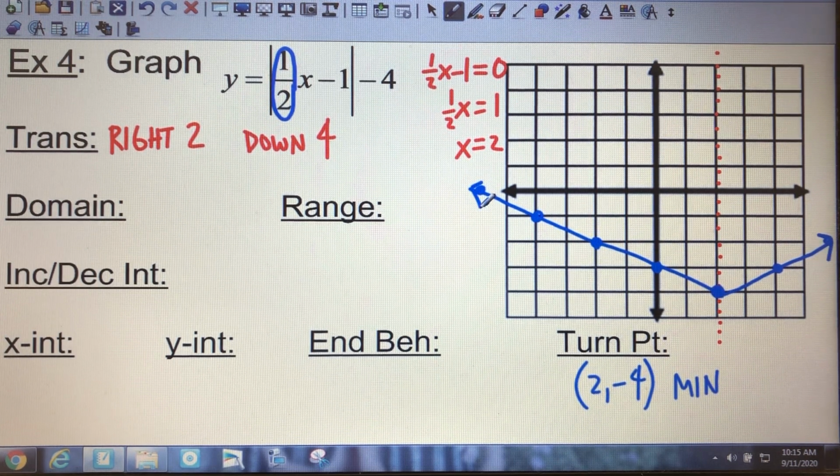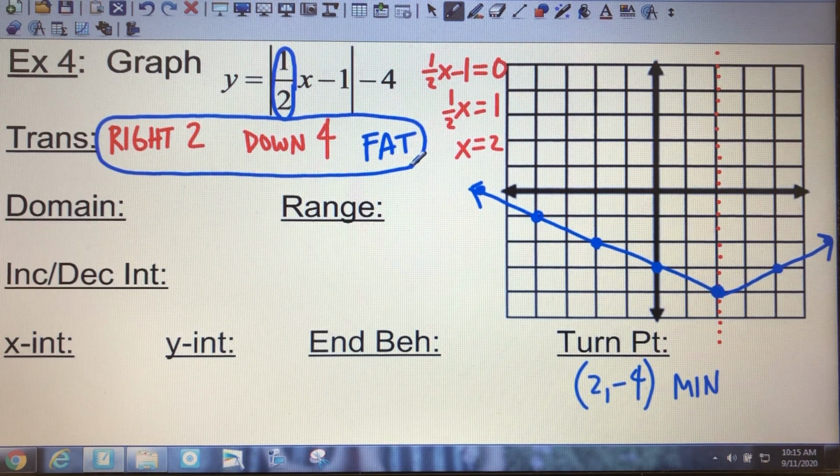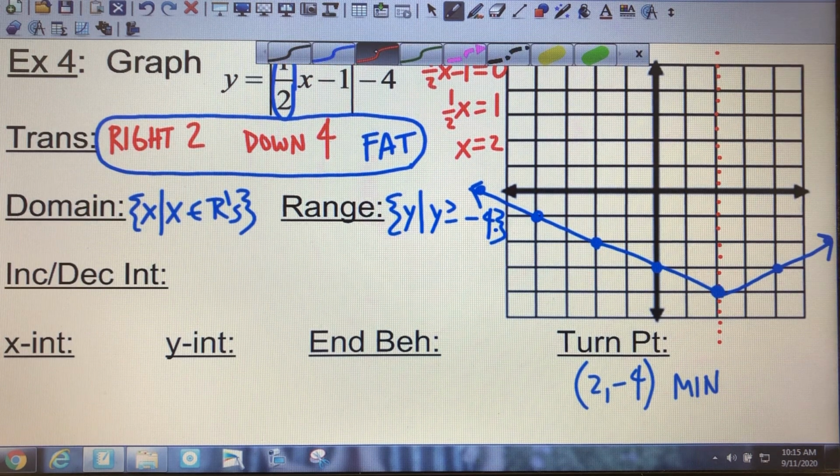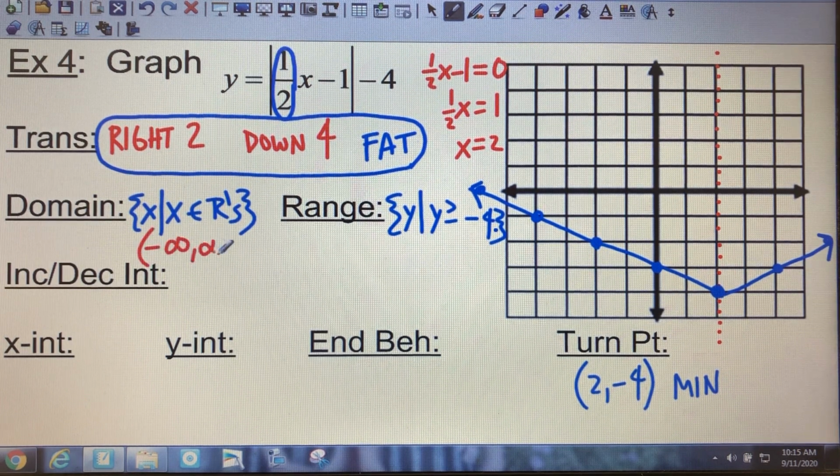Okay, so your domain, well, first of all, transformation, see how this got a little wider? So it's a horizontal stretch, so it gets a little fat, if you will. So there's your transformations. Now, your domain, x such that x is an element of all reals. The range, y such that y is greater than or equal to -4. Okay, so the other way to write that, -infinity to infinity. And then remember, the range is bottom to top, so -4 to infinity.